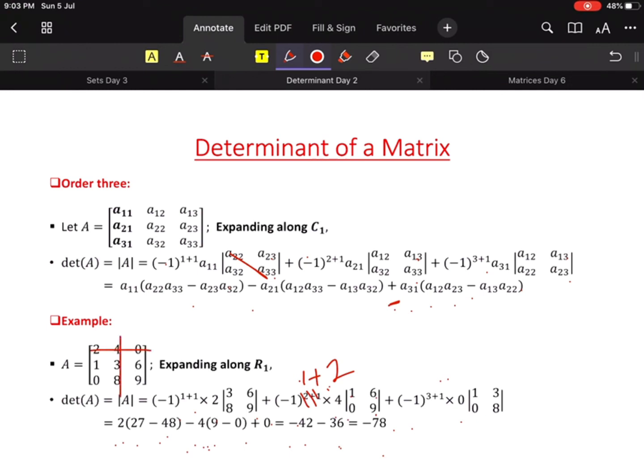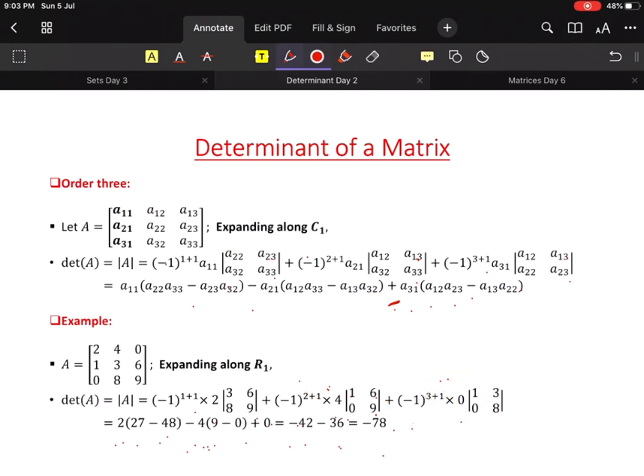1 6, 0 9. Now the next one, plus -1 to the power 1 plus 3. Actually, I copied from here to here, that's why I didn't change this one. I'm very sorry. So it will be 1 plus 3, multiplied by the last element, which is 0. I just wrote it in here to make you understand, but I don't have to write it because it's 0, so forget about it. Okay, clear?